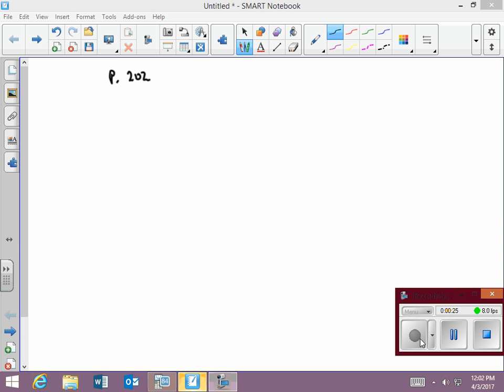Okay, we're on page 202, and we'll look at those problems. Number 2. It says suppose triangle DEF is congruent to triangle JKL, and then the 6 pairs of adjacent parts.